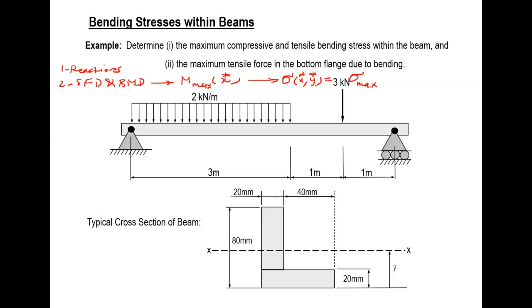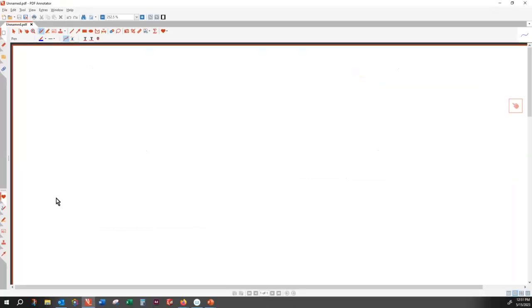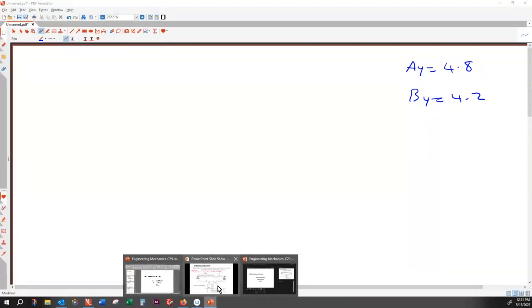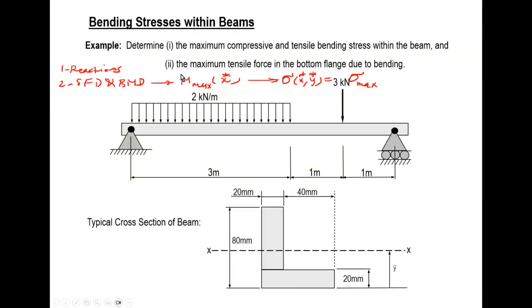Okay, thank you, Darcy. Let's see if your calculations are right. So Darcy found AY equal to, let me bring this to the solution page. According to Darcy, AY is equal to 4.8 and BY is equal to 4.2. So let's solve this together. I see that now we also have new students in the class.